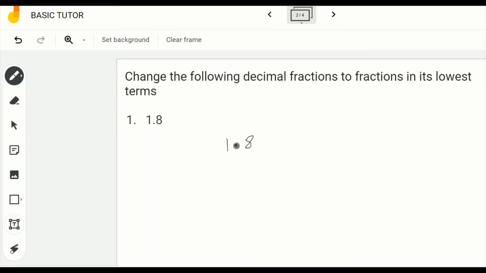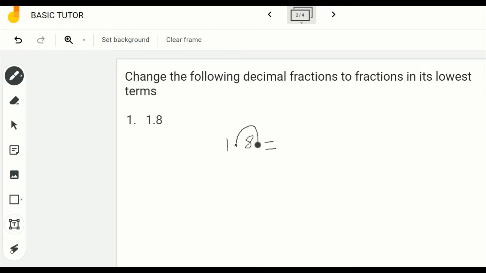To change 1.8 to fraction, we move the decimal point to the right side of the last digit. So I move it, that's just 1. Now when you move one place, it represents 10. When you move 2 places, it represents 100. When you move 3 places, it represents 1000.